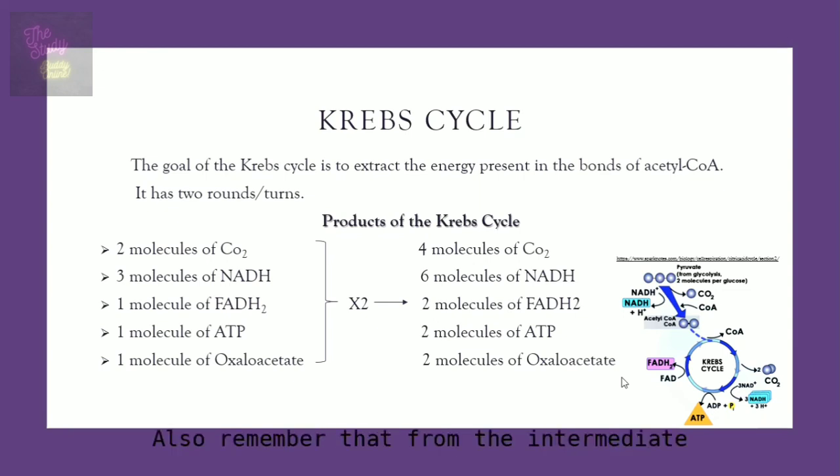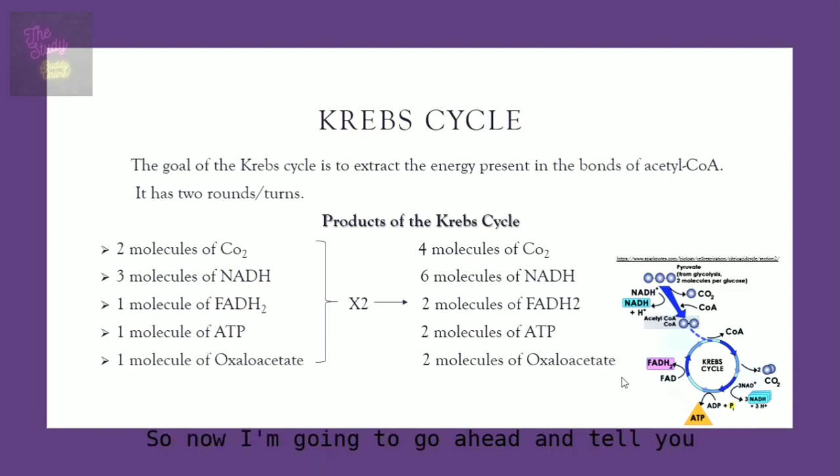Also remember that from the intermediate stage, 2 acetyl-CoA molecules are produced, thus each of them will be used in the Krebs cycle, and so the Krebs cycle is a process that occurs twice. And the products are multiplied by 2.